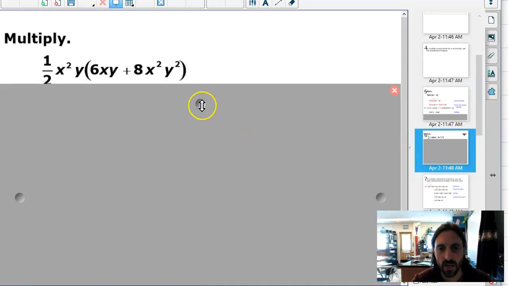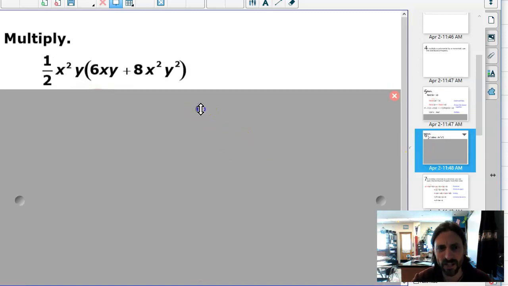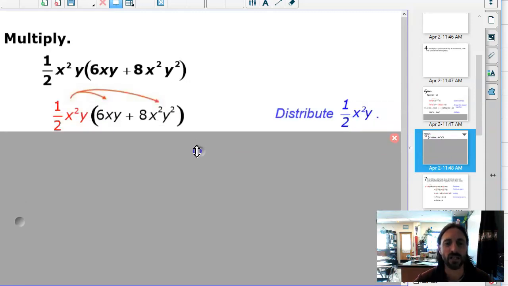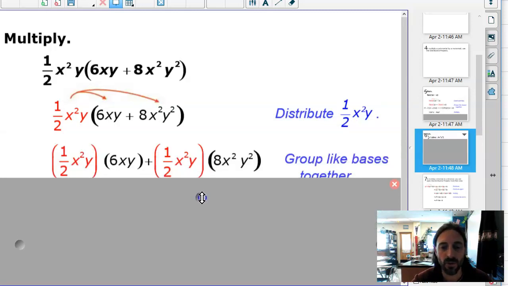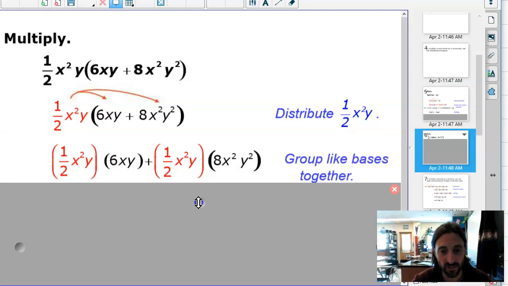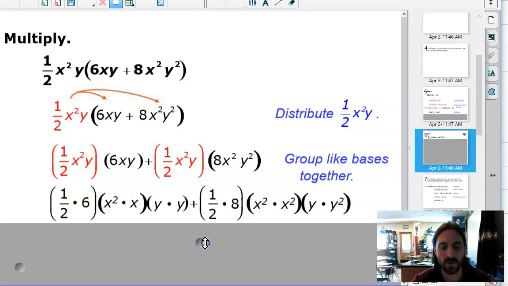Another example. Now we've got a fraction. Are we afraid of fractions? Heck no, we love fractions. Step number 1, distribute the 1/2 x squared y to both terms. Step 2, group the like bases together. Here we go. Now look at it. It's really not that bad. 1/2 times 6 is 3. x squared and x is x to the third. y times y is y squared.